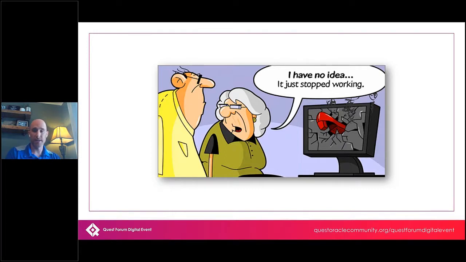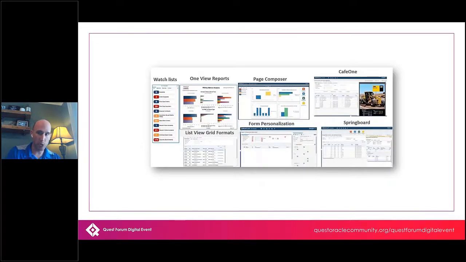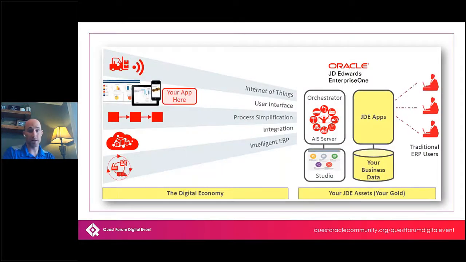And what Oracle and JD Edwards has done is they have now introduced UX1, right? And this has been the buzzword for a couple of years now, but they've really invested extremely heavily in this space. And it really started with things like watch lists, page composers, Cafe One, and it's grown heavily into things like form personalization, form extensions, and then the biggest one, and what we're going to be talking about a lot today, is the Orchestrator.